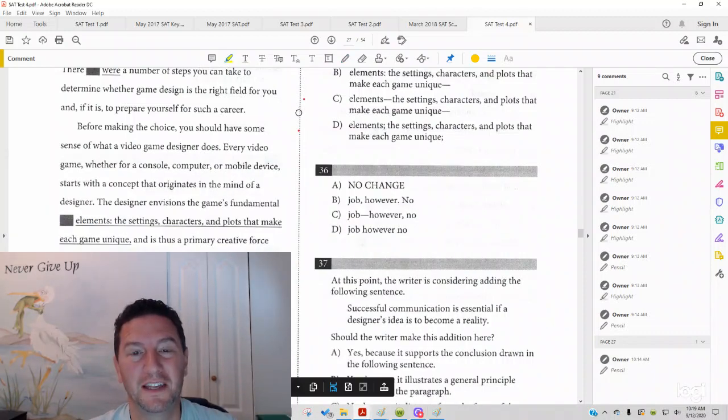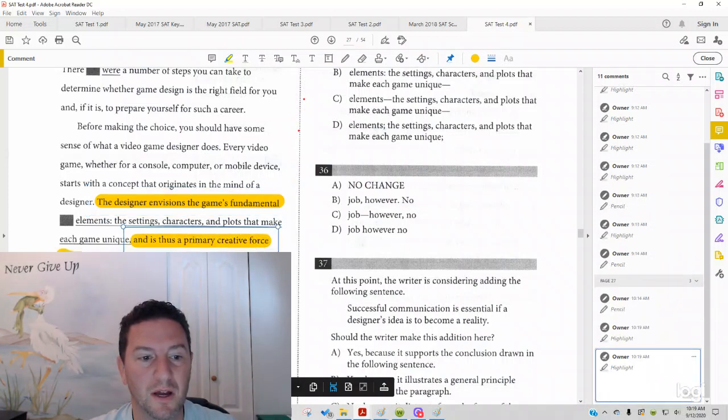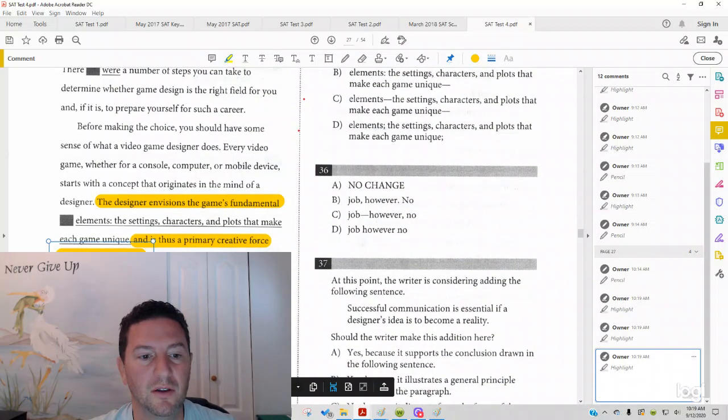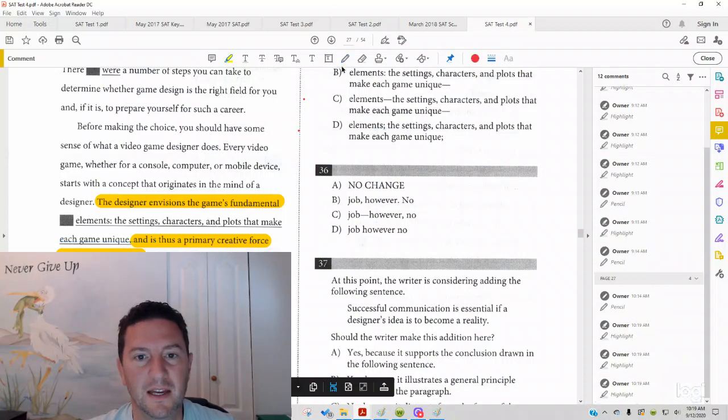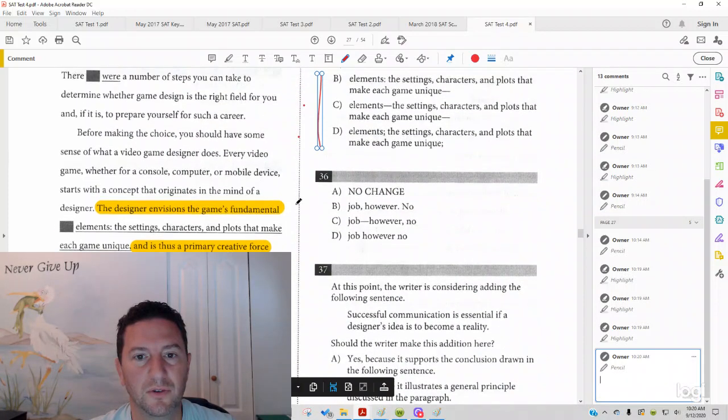Today we're going to look at Test 4, Section 2, number 35, which reads, the designer envisions the game's fundamental elements, the settings, characters, and plots that make each game unique, and is thus a primary creative force behind a video game. And as you can see, we got to do a little bit of scrolling here because the answers are here, but the sentence is down there. So we got to scroll to see the end of the sentence.